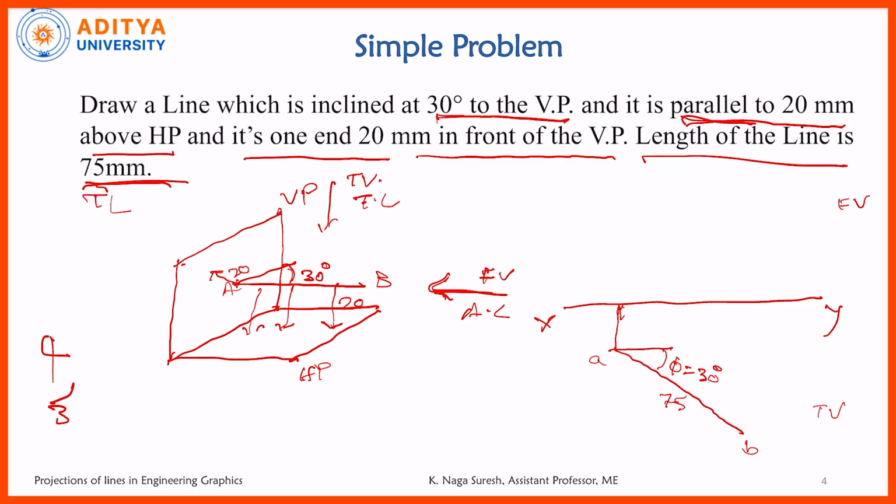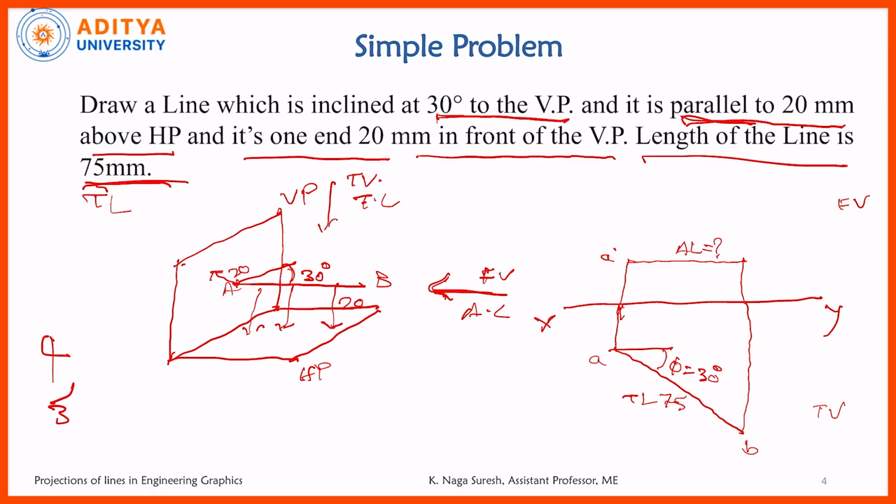So, this is the true length. Project this line with a projector line, project this point with a projector line, and draw the front view. In the front view it is parallel to HP and 20 mm above HP. So, project these 2 points which are coming from the top view and draw the line.